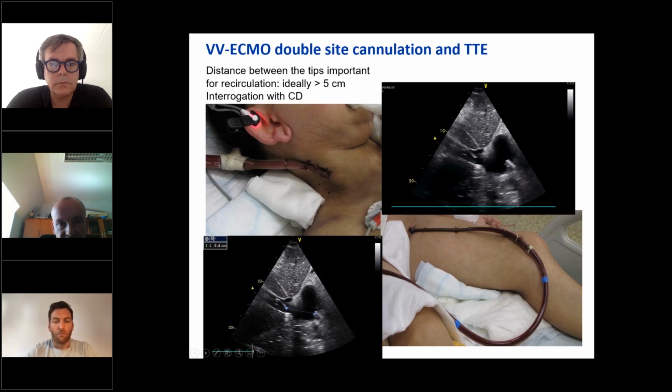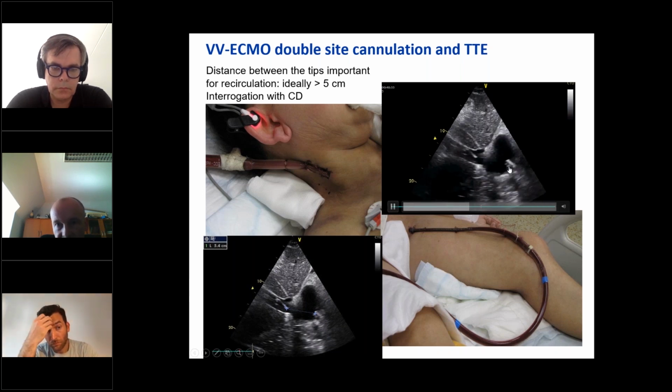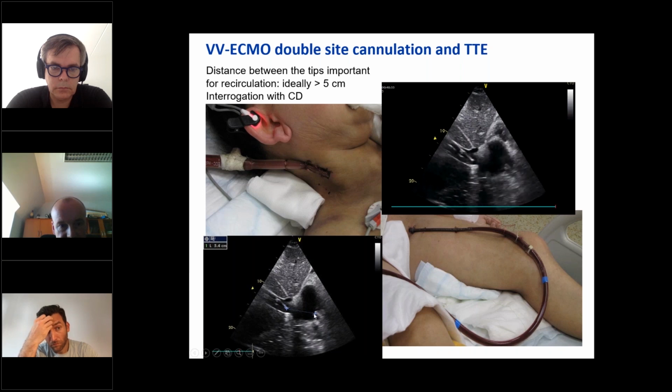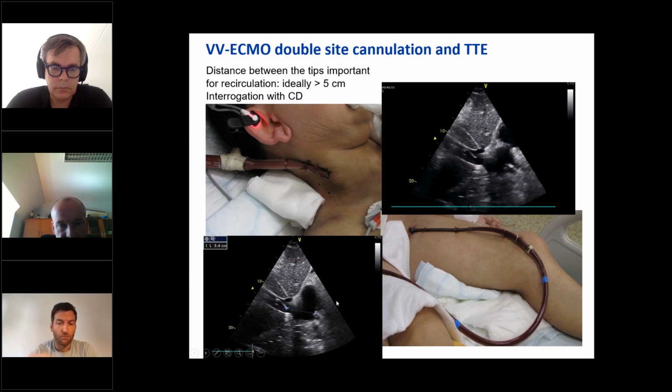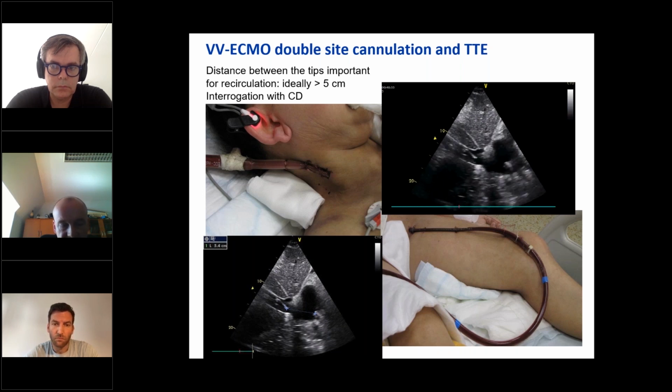This is an example of a double-sided cannulation with the drainage through the IVC, that is actually here, and a return through the SVC, that is from in the subcostal plane, this cannula here. You can freeze the image and measure the distance between the cannulas. The distance between the cannulas should be typically somewhere around 5 centimeters, should not be probably less than 3.5. If it becomes too close, you may get something which we call a recirculation.